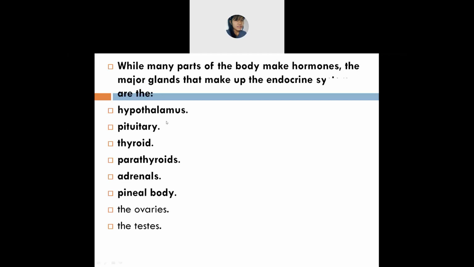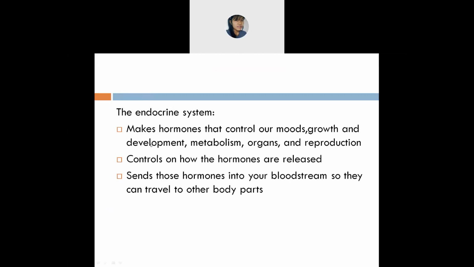As I've already said, these glands produce hormones. So what are the names of the glands? Hypothalamus, pituitary, thyroid, parathyroid, adrenals, renal body, and ovaries, which you will find in the female reproductive system, and testes or testicles in the male reproductive system. So these are the hormones released in the human body, which we call the endocrine system. Okay, let's move to the next.